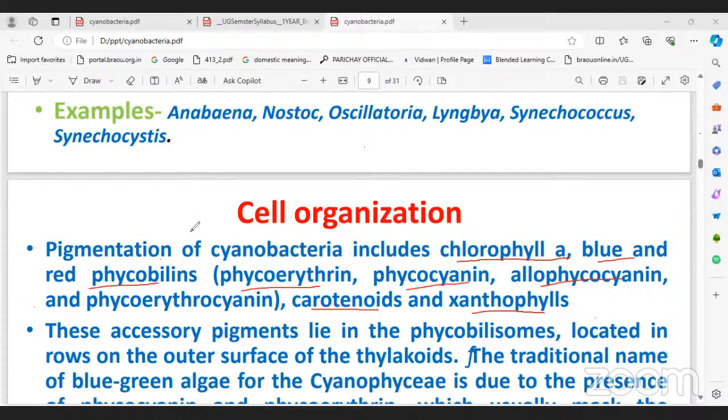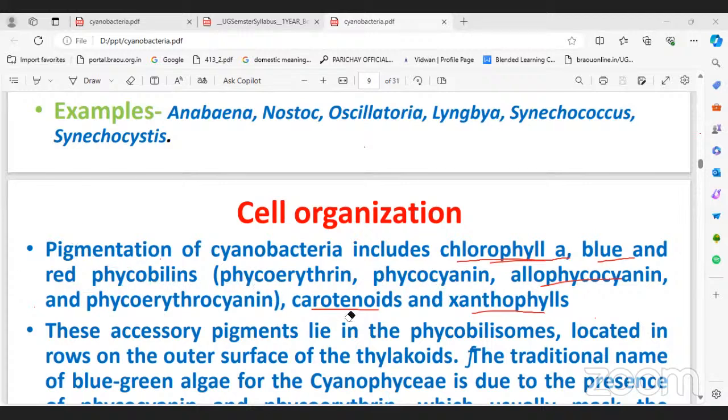So, in order: cell wall, capsule, plasma membrane, nucleus, and cell organelles. In cell organelles, we will discuss the thylakoids. Inside the thylakoids, pigments are present. What are the pigments? Chlorophyll A, phycobilins, carotenoids and xanthophylls. These are the necessary pigments inside the cyanophyceae members. This is all about the cell structure.